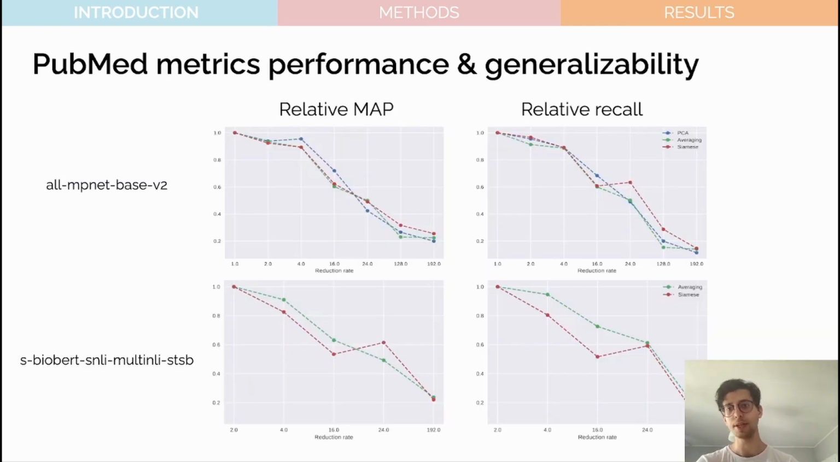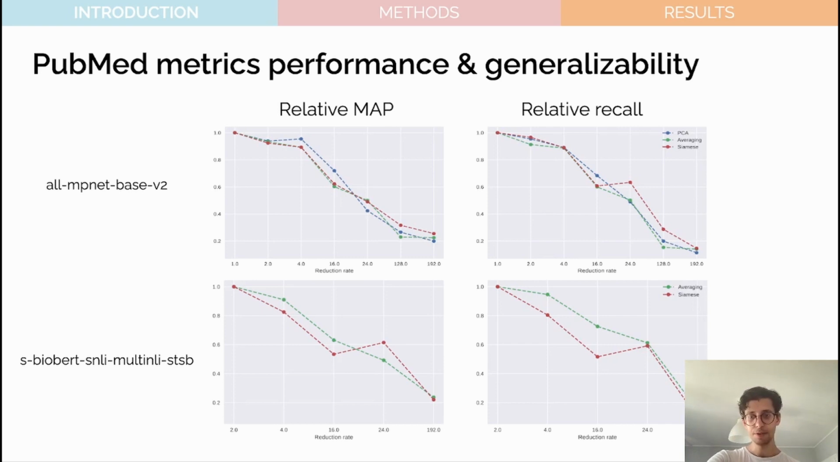So now if we take a look at the PubMed information retrieval metrics, we can see that the model that we have been using so far, the all-mpnet-base-v2, is behaving pretty much as expected. It is worse than on the MS MARCO dataset, but well, the task is also more difficult. From the graphs you can see that if we stick to the 4 times reduction rate, we are able to retain 95% mean average precision and about 90% of the original recall.